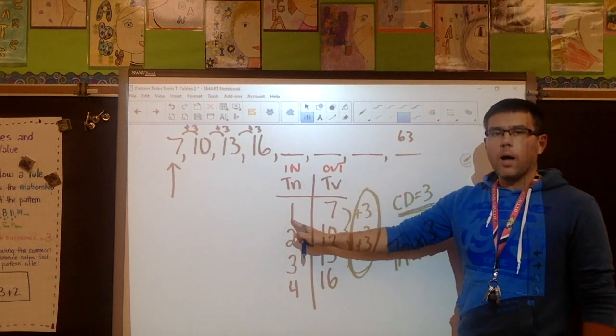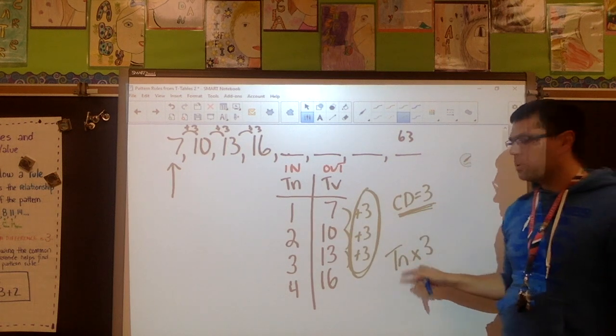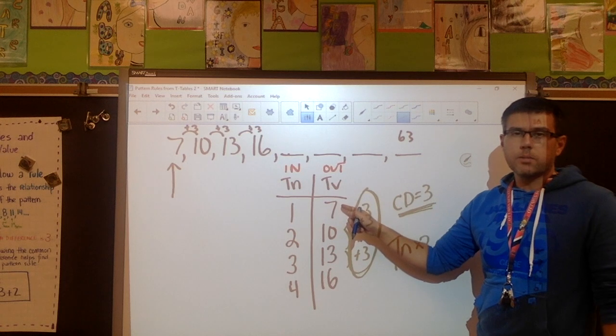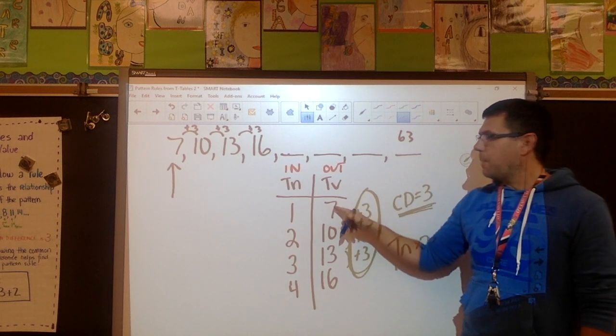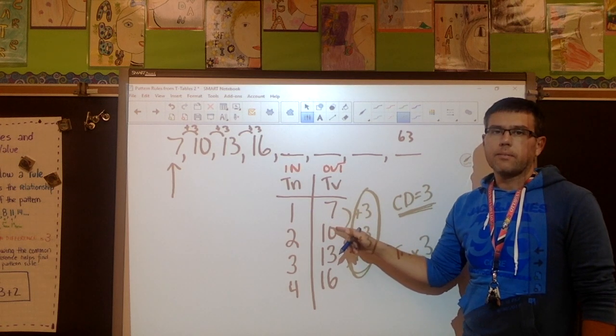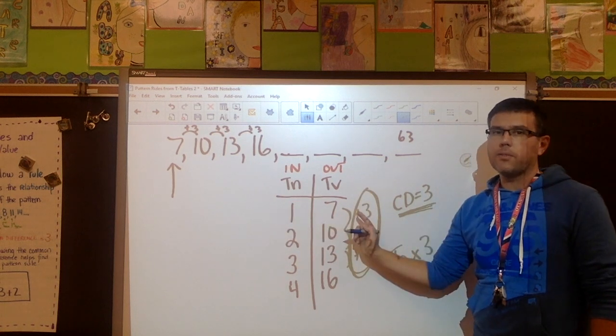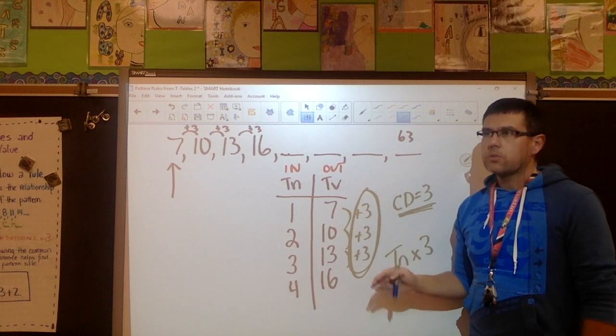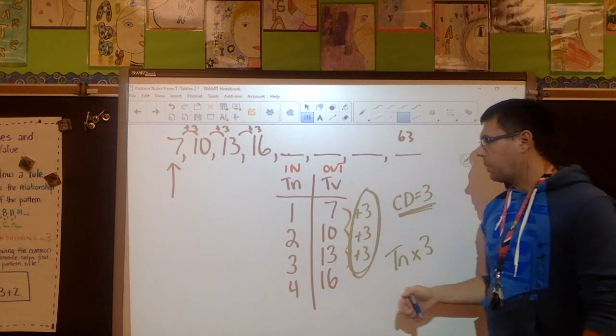But that's not the only thing that's happening in this pattern, because if it were, then when I put in a 1 and I multiply 1 times 3, I should get a 3. 1 times 3 is 3. But instead, my pattern starts at 7. The first number that came out of this rule after I put in a 1 is a 7, not a 3.